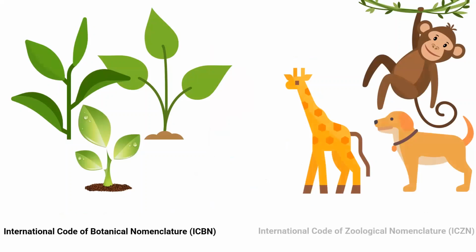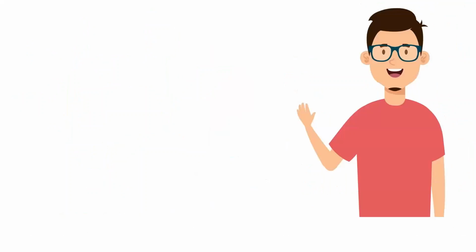Now, binomial nomenclature is not just for animals, it is also for plants. For plants, this naming is called the International Code for Botanical Nomenclature, and for animals, it is called the International Code for Zoological Nomenclature. Now, let us discuss certain rules for binomial nomenclature.